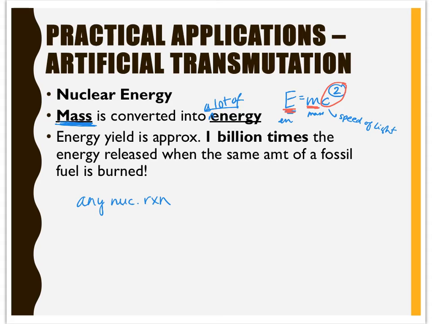The energy yield of any nuclear reaction is about 1 billion times the energy released when the same amount of a fossil fuel like coal, oil, or natural gas is burned.